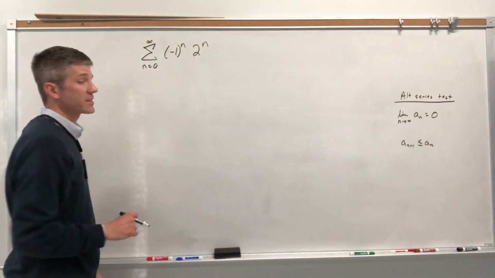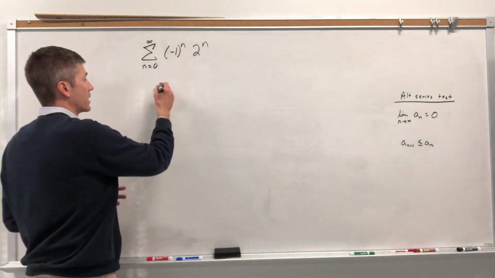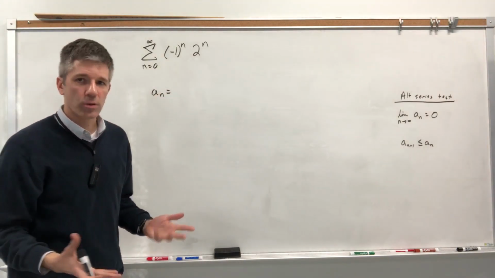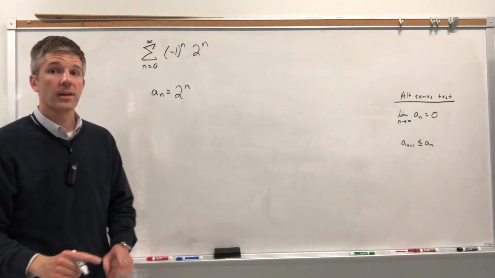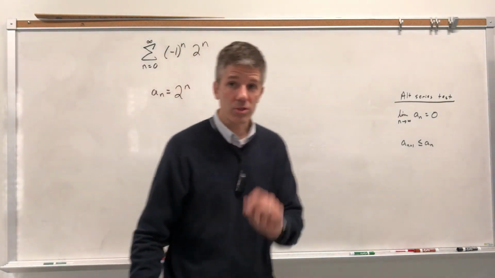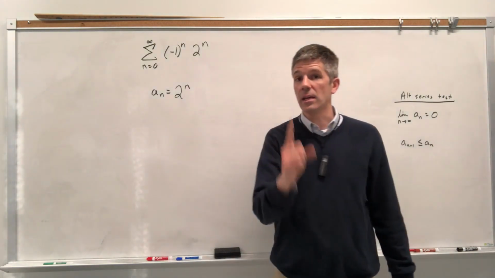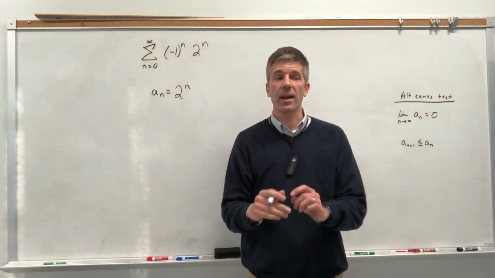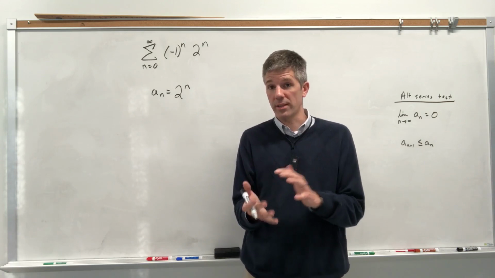So in this context, the toggle factor, the alternating factor, is -1 to the n, which means that our absolute valued explicit term would be 2 to the n. So we're going to use the alternating series test on this, and if this converges, then we will be able to say, all right, good, we have convergence for the alternating series.